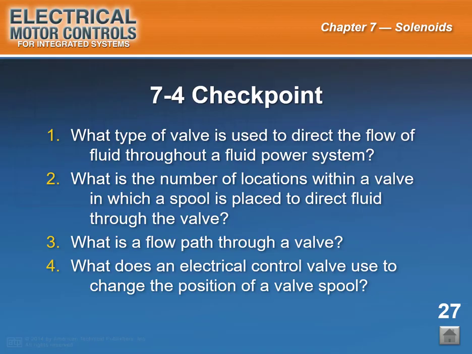Checkpoint. What type of valve is used to direct the flow of fluid throughout a fluid power system? What is the number of locations within a valve in which a spool is placed to direct fluid through the valve? What is a flow path through a valve? What does an electrical control valve use to change the position of a valve spool? End of slide 27. Start of slide 28.